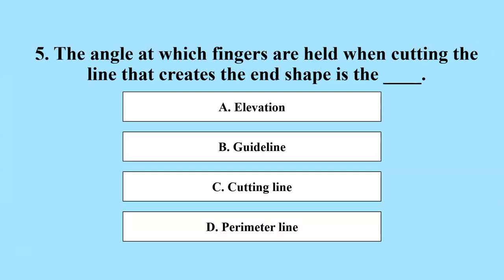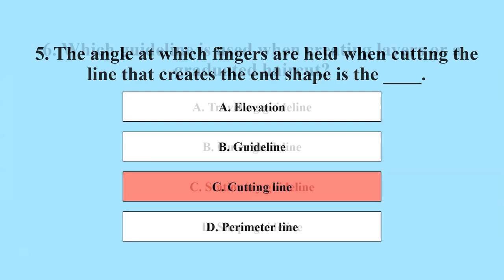The angle at which fingers are held when cutting the line that creates the end shape is the elevation, guide line, cutting line, perimeter line. If you chose C, cutting line, you are correct.